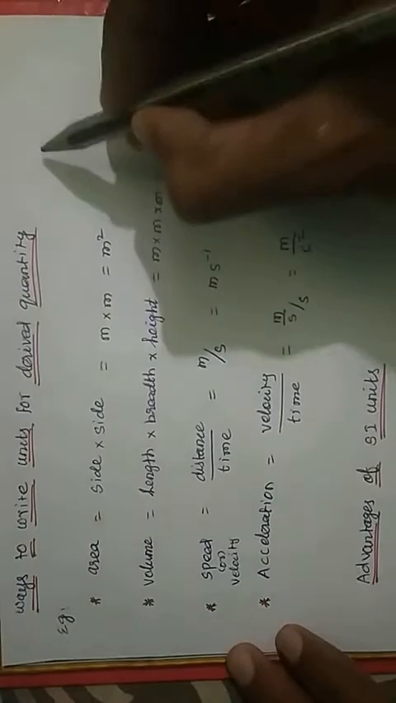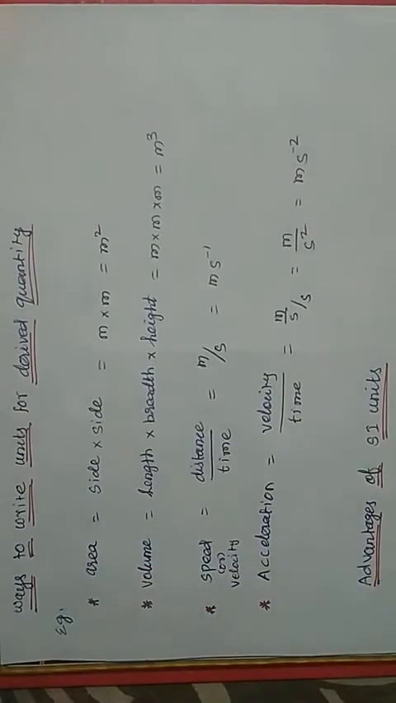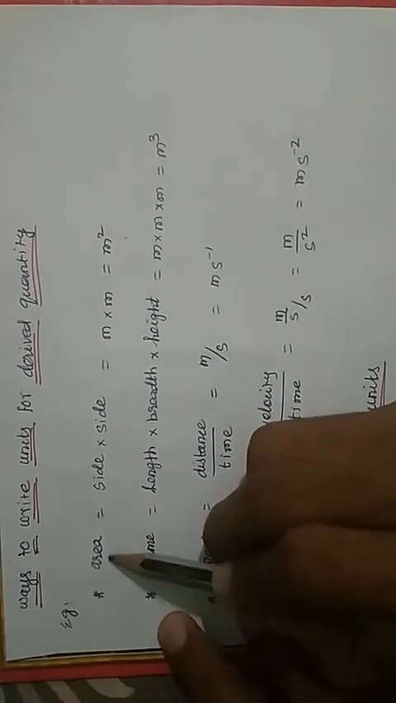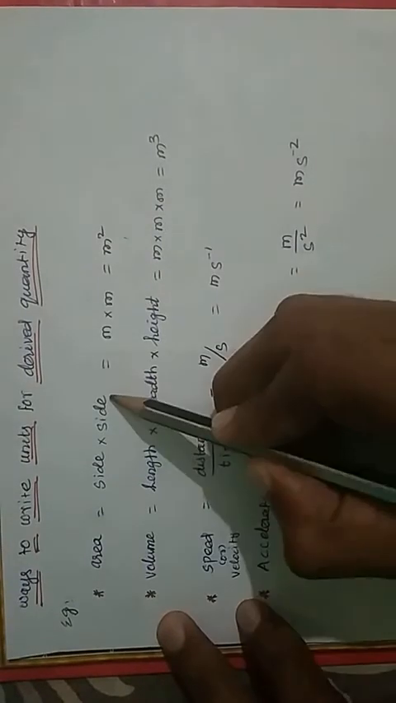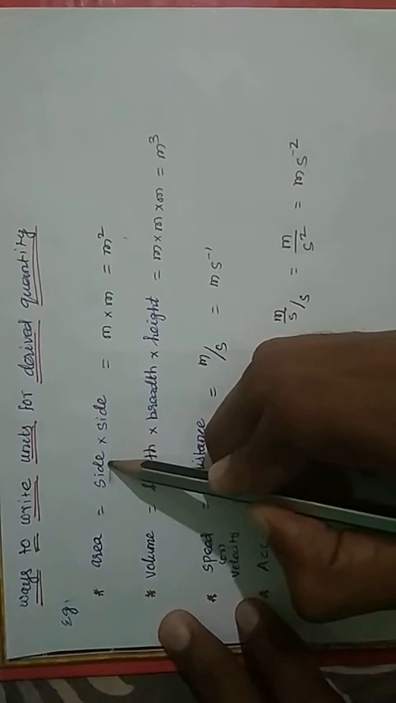Derived quantity means which is derived from the fundamental quantity. For example, if you are taking area, you can write meter square or centimeter square. All those things you have learned in your lower classes. So how does the unit come as meter square? Area means side into side. Side can be measured by using meters or centimeters. So if I'm taking meter, it means meter into meter. Meter into meter becomes meter square.